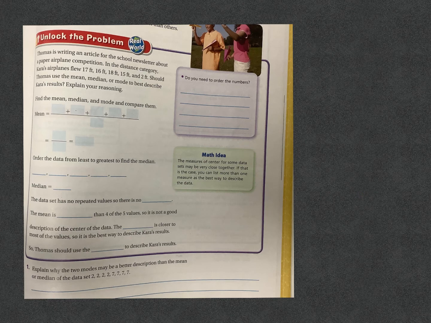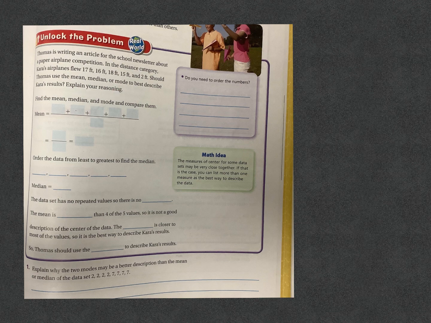All right, this one is going to focus on the measure of center, and which in this scenario would be better to use. Thomas is writing an article for the school newsletter about a paper airplane competition. In the distance category, Kara's airplane flew 17 feet, 16 feet, 18 feet, 15 feet, and 2 feet. That one crashed right in front of her. Should Thomas use the mean, median, or mode to best describe Kara's result?